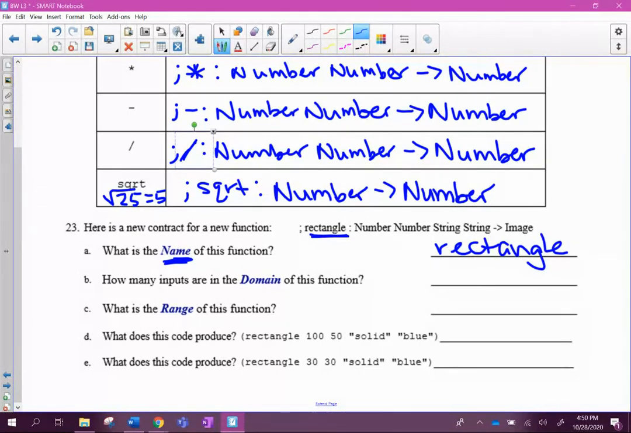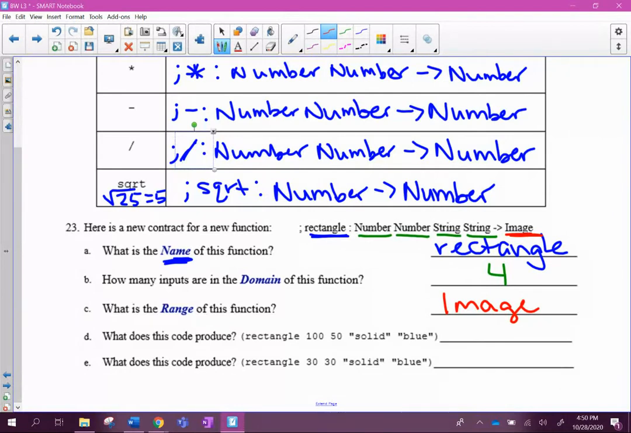Okay. How many inputs are in the domain? So we're just counting here. It's not asking what they are, we're just counting. So my domain is between the colon and the arrow. So I have 1, 2, 3, 4 things between there. So there are 4 pieces in the domain. What is the range? The range is after the arrow. So the range of this is an image.